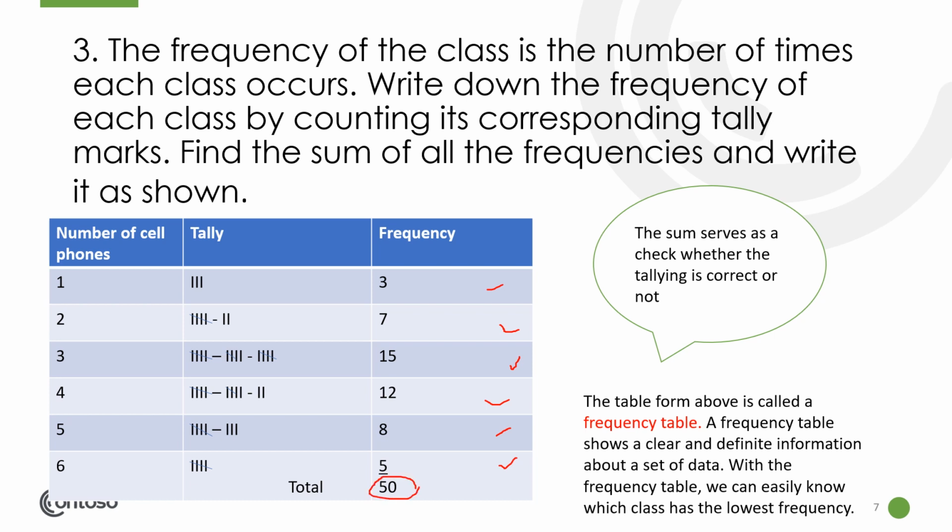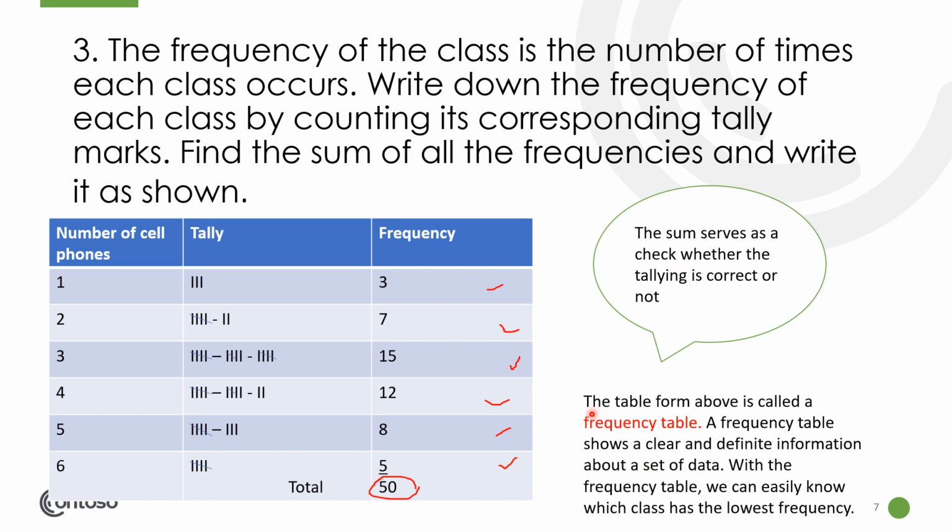So, ibig sabihin, ilang family ang inobserbahan dito o sinurvey? There are 50. 50 families ang sinurvey, or 50 families participated in the survey. Okay. So, this sum serves as the check whether the tallying is correct or not.